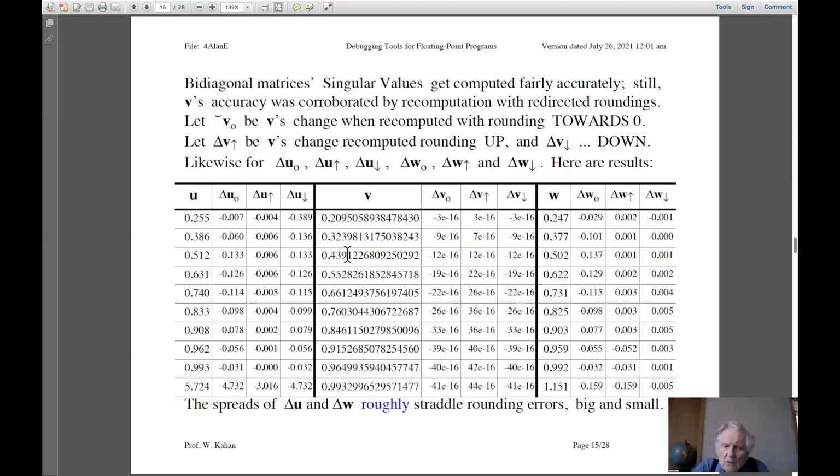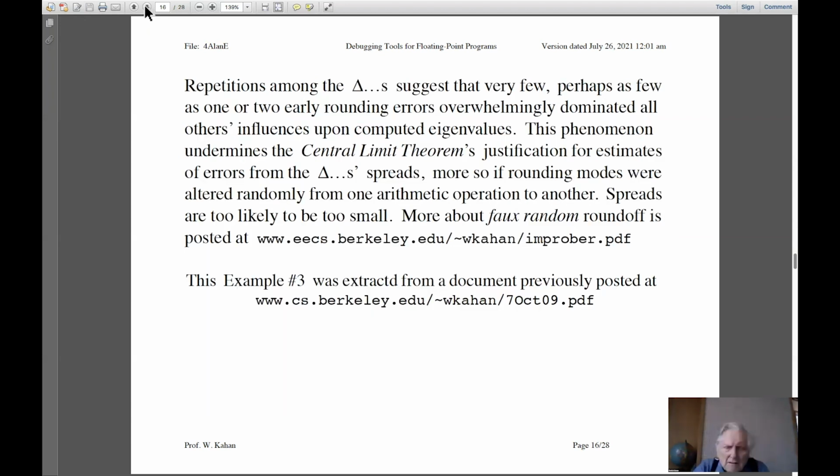You see, we don't have a way to estimate rounding errors other than by redoing the computation with much greater precision. That's the only reliable way to get an estimate of the effective round off. And it's expensive. Now, there are folks who say what you should do is change the direction of rounding at random from one arithmetic operation to another.